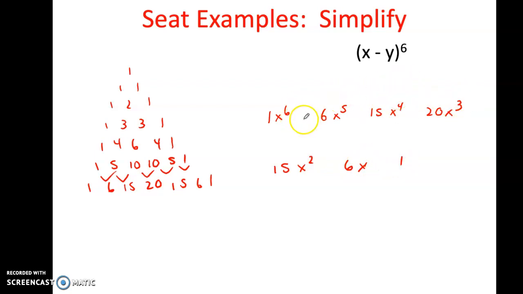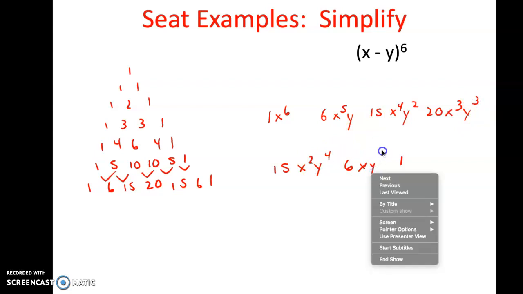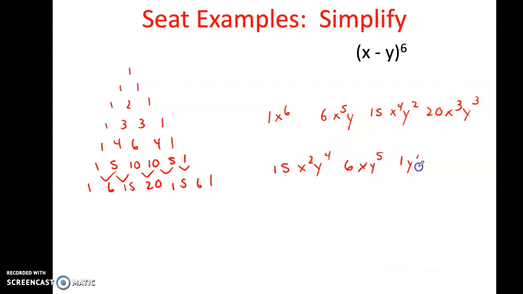As far as the y's, this is y to the 0, y to the first, y squared, y cubed, y to the 4th, y to the 5th, and then 1y to the 6th. The only thing left is to put the operation in. So we are subtracting here now. If you subtract and you have an odd exponent, you're going to have negative. Here we have an even exponent, so it'll become positive. So you're going to keep alternating with subtraction. Addition, it's all addition. With subtraction, you alternate. And this is your final answer here. Hopefully in one line.